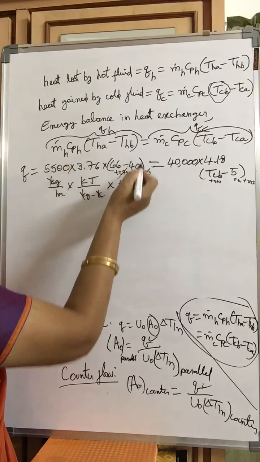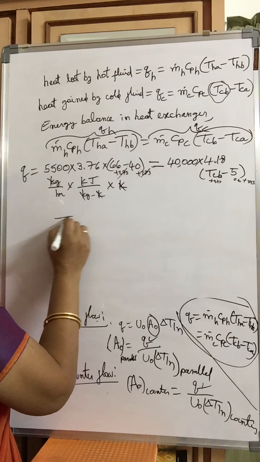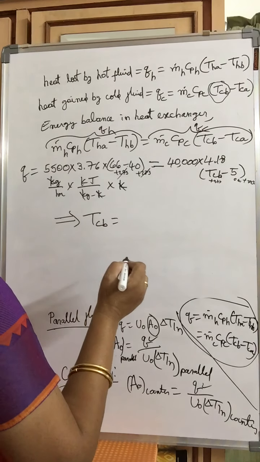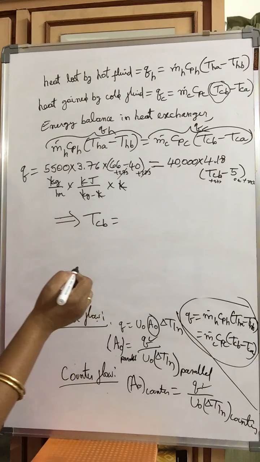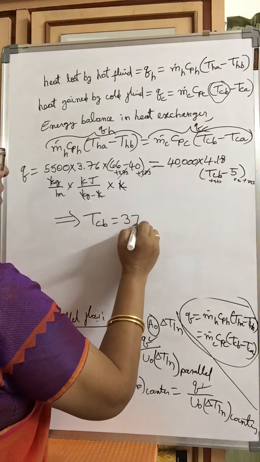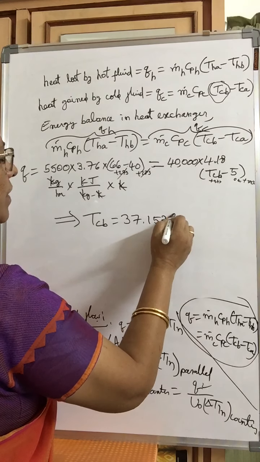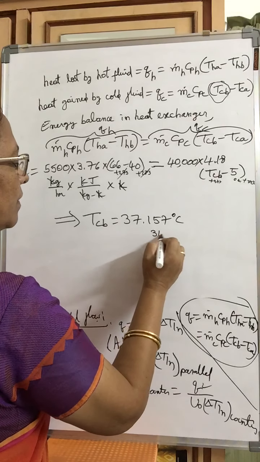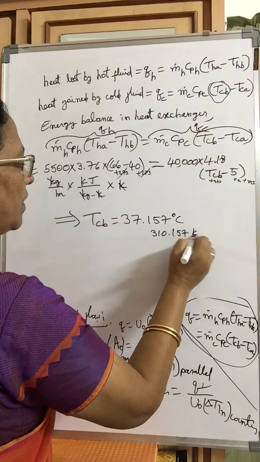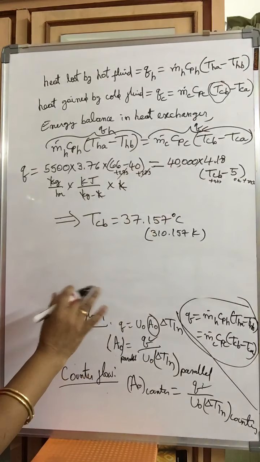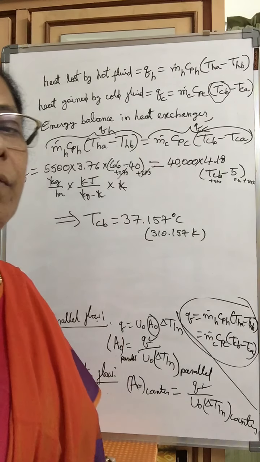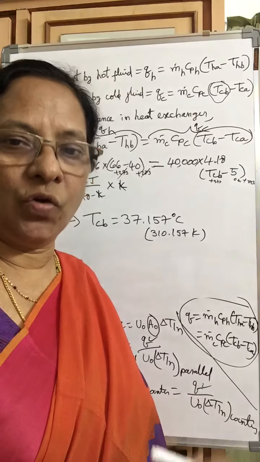First you can calculate TCB also, we will see. From this you will get TCB is equal to 37.157 degrees centigrade, okay, or 310.157 Kelvin, like this. And also from this you got the outlet temperature of water, but you need the value of Q also.